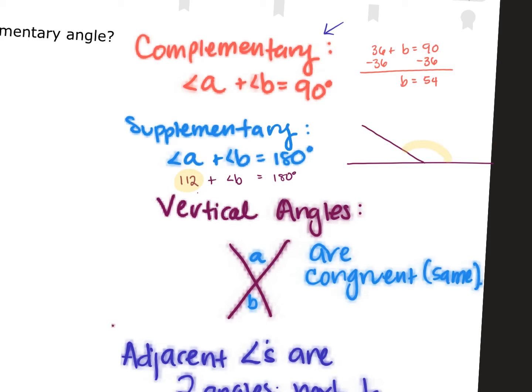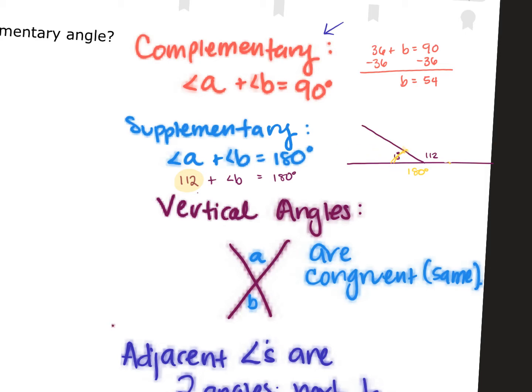So this is 112 degrees. But then I got this little angle, this acute angle, and I don't know how many degrees that is. But what I do know is that 112 plus this gives me 180 degrees. So why don't we do 180 degrees, and let's take away this 112. And if I take away the 112, then whatever's left, that's my little angle.